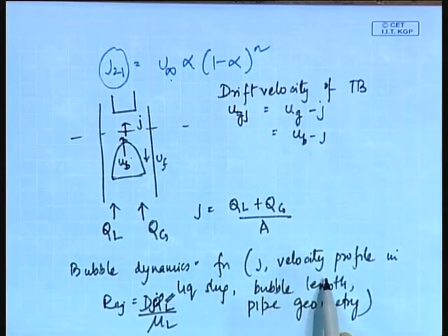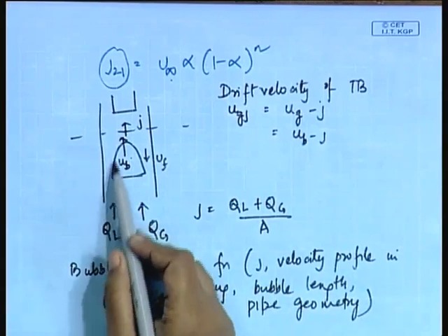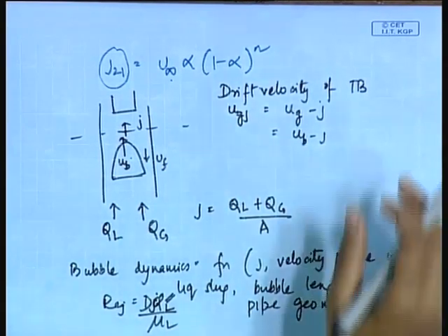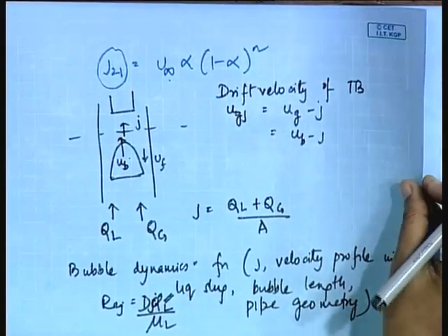It should depend upon the profile. Why should it depend upon the profile? Suppose it is the parabolic profile, the bubble tip is located at the center, then in that case it will not rise at the average volumetric flux, but it will be affected by the center line velocity, isn't it? So, therefore, that depends upon the velocity profile. Then it should depend upon the bubble length, the pipe geometry, and it can depend upon the fluid physical properties, etc., etc.